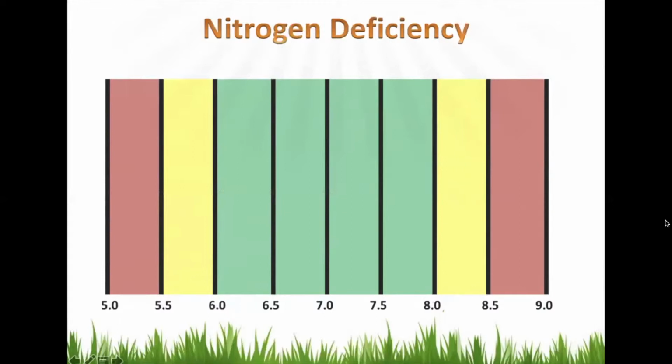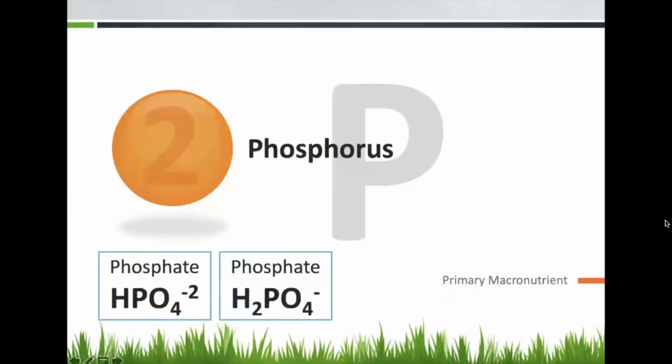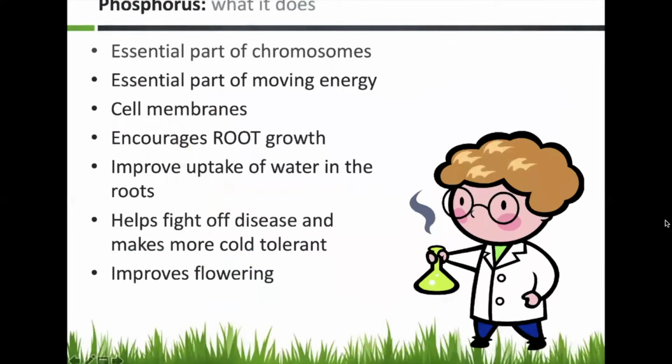Next, we're going to get into phosphorus. Phosphorus is an essential part of chromosomes and moving energy. It also encourages the cell membranes. It encourages root growth and improves the uptake of water within roots. This also helps fight off diseases and makes the plant more cold tolerant, and it promotes flowering.